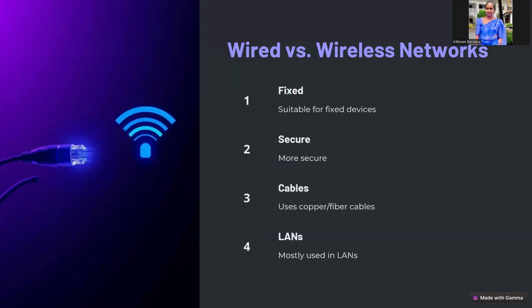Let's compare them. First, wired networks. These use physical cables to connect devices, and they are more secure and faster, but less flexible because devices need to be physically connected. Then wireless networks use radio waves or infrared to connect devices. They are more flexible and cover larger areas but are less secure, and can be slower than wired networks.